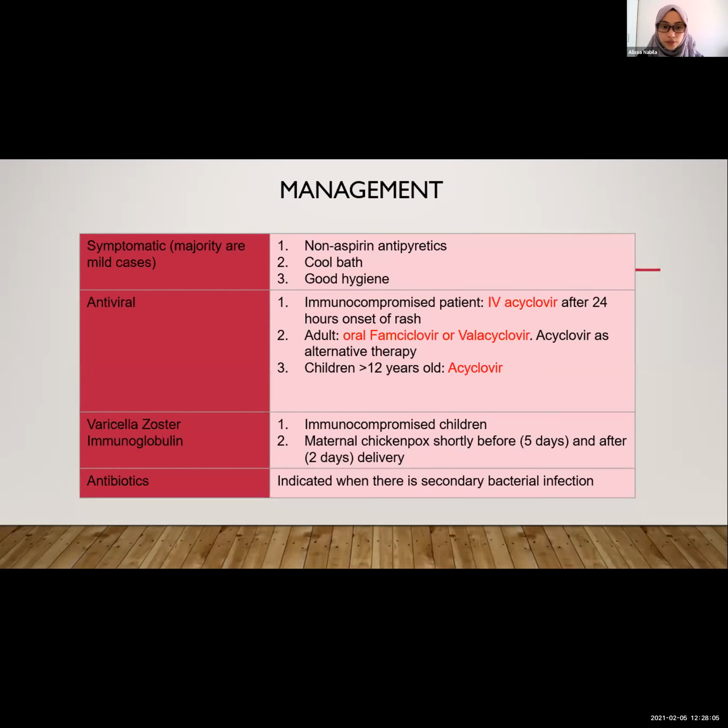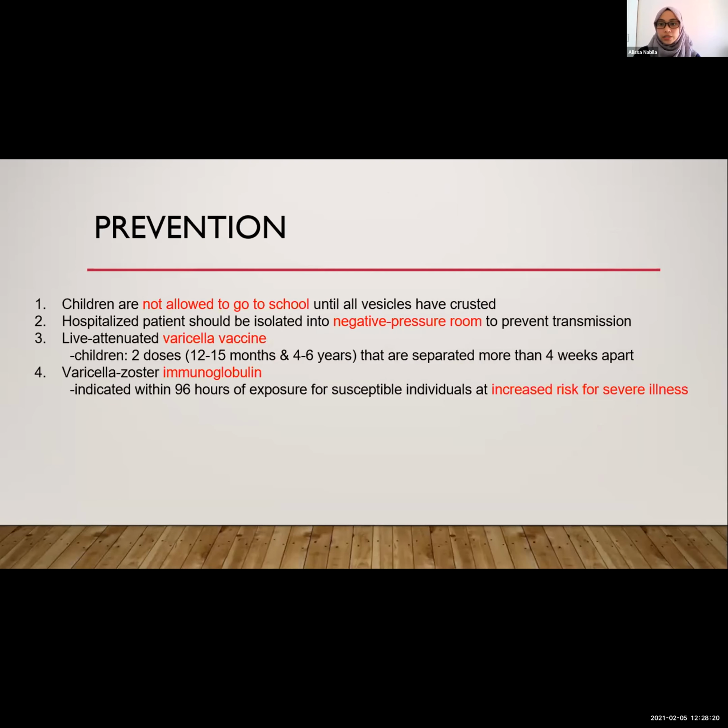For varicella zoster immunoglobulin, we can give to immunocompromised children, and also to the baby whose mother developed chickenpox shortly before and after the time of delivery. And then antibiotic we give if we suspect secondary bacterial infection. For prevention, usually children, we do not allow them to go to school until all the vesicles are crusted. And if they have been hospitalized, we have to isolate them into negative pressure room to prevent the transmission. And we may promote live attenuated varicella vaccine.